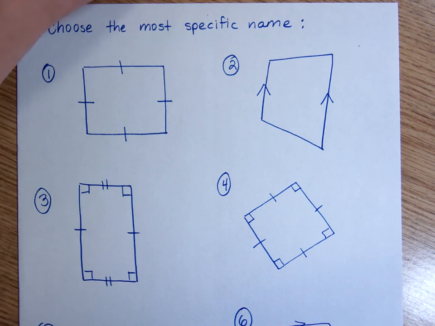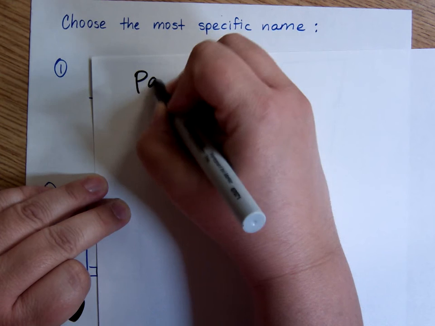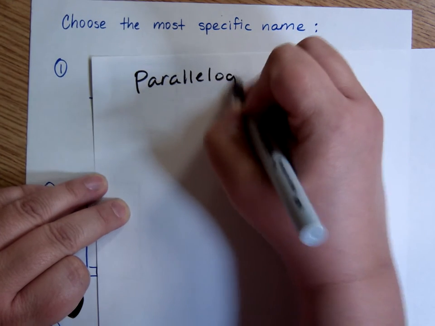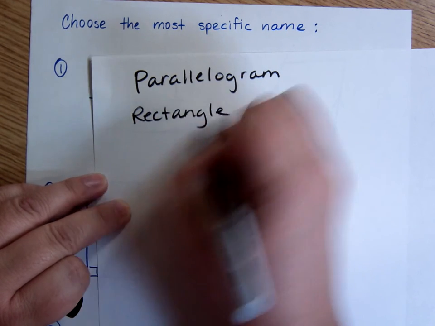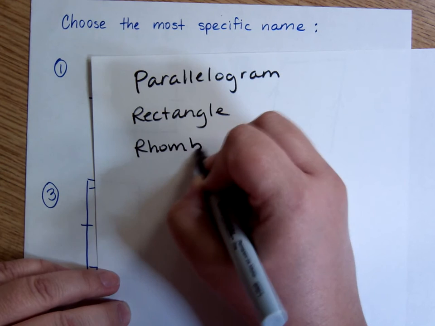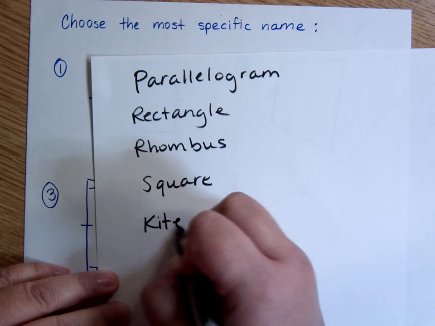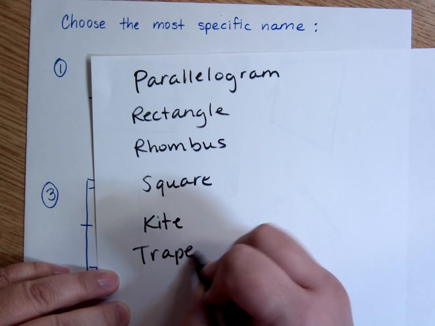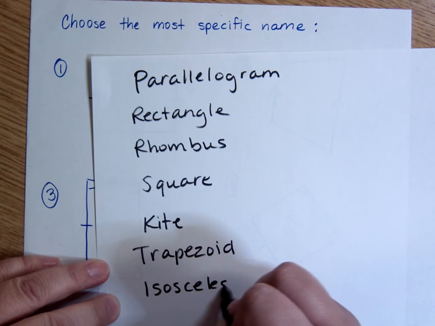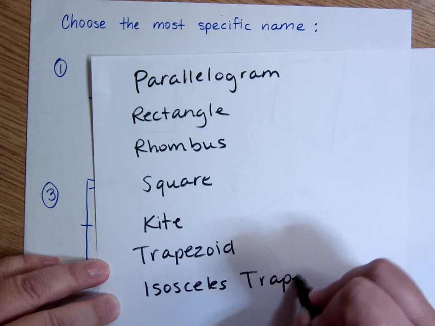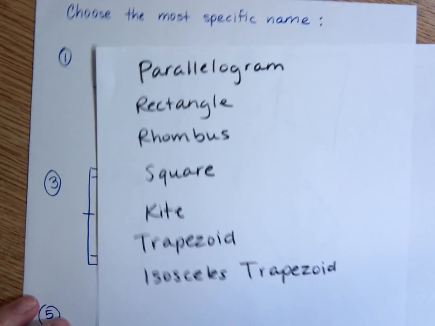So our potential names are like parallelogram, rectangle, rhombus, how about square? Then we've got a kite, a trapezoid, and an isosceles trapezoid. These are all of the quadrilaterals we have talked about, or all of the specific ones. Of course, there's just general quadrilaterals that don't fit into any of these categories too.